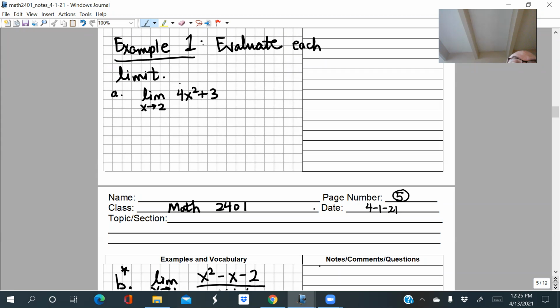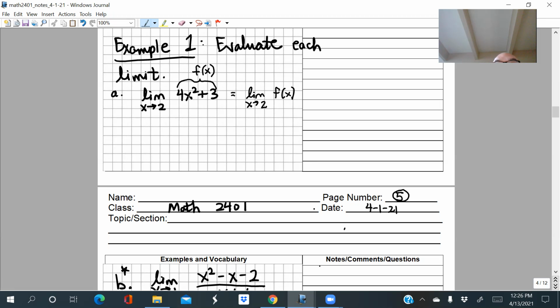All right, so let me think of this expression here, 4x squared plus 3. Let's think of that as the formula for a function. Let's call that function f of x. So we're going to let f of x be, in this example, 4x squared plus 3. In other words, I'm just trying to find the limit as x approaches 2 of f of x, where f of x is 4x squared plus 3.